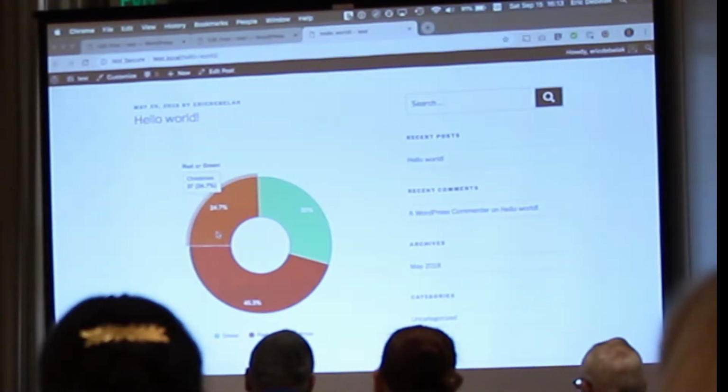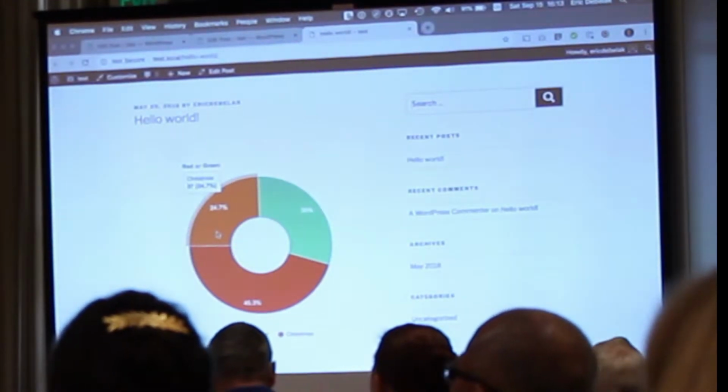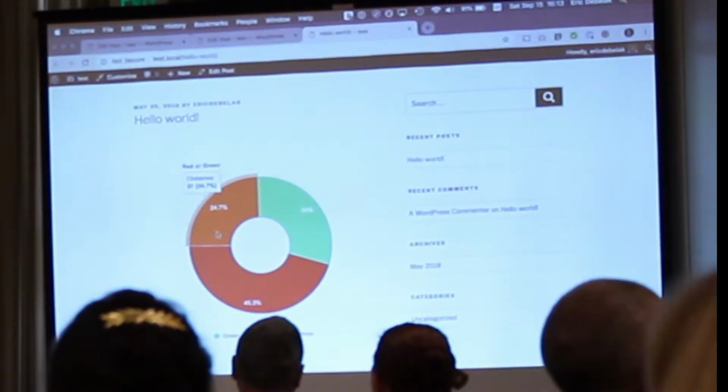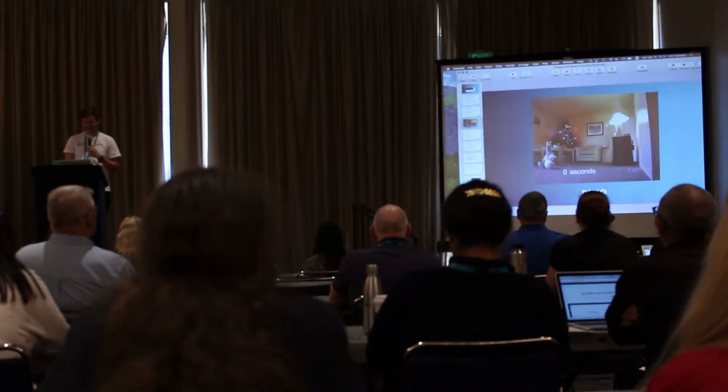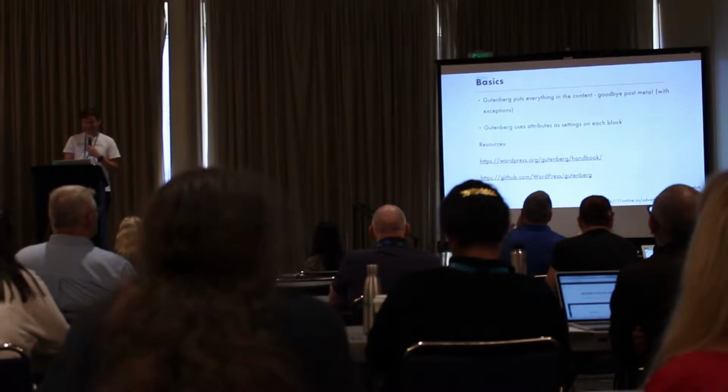Beautiful, right? This is what makes Gutenberg exciting for me, because this is a huge improvement over what we have right now. All right, so the Christmas tree did not burn down.